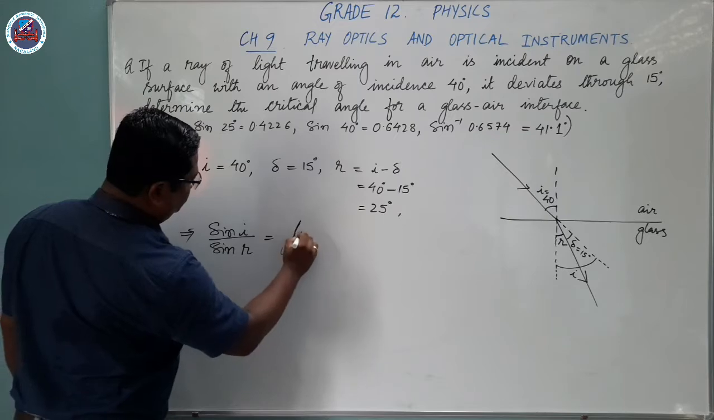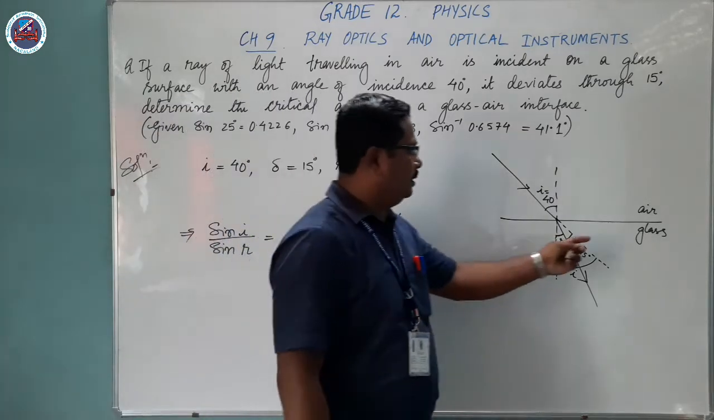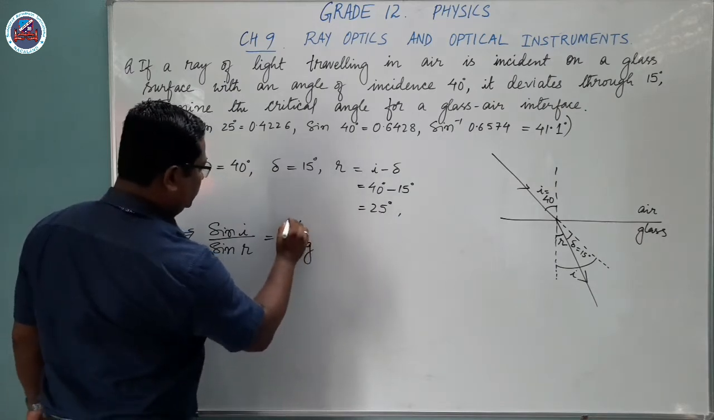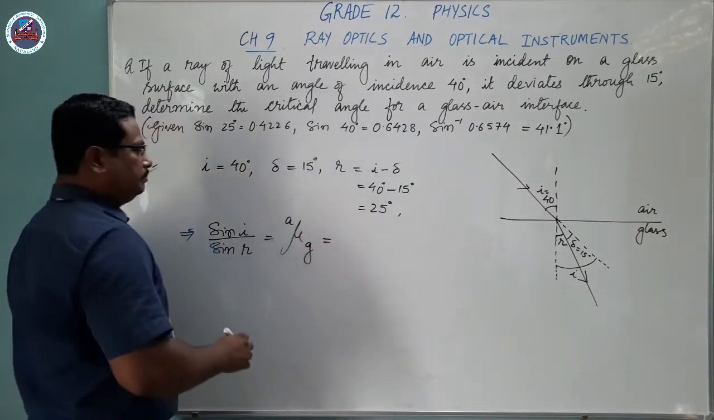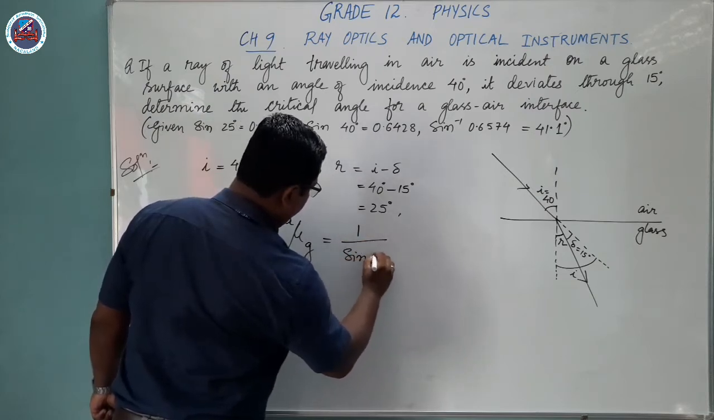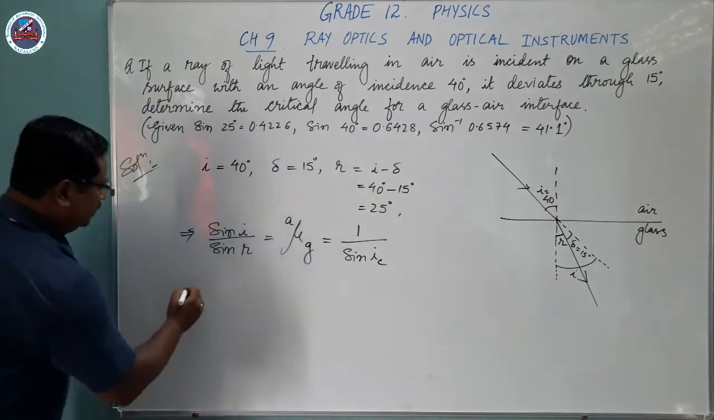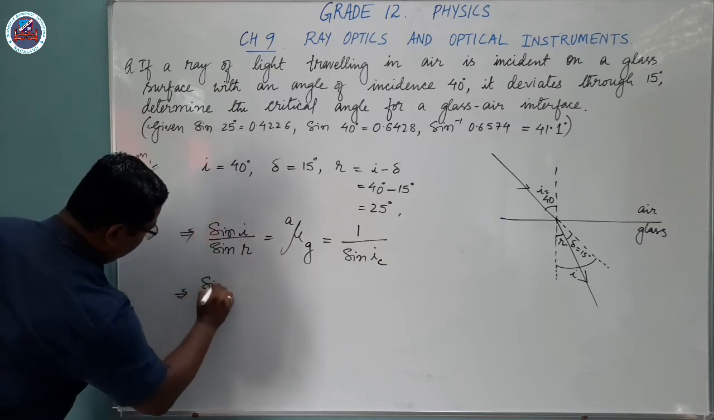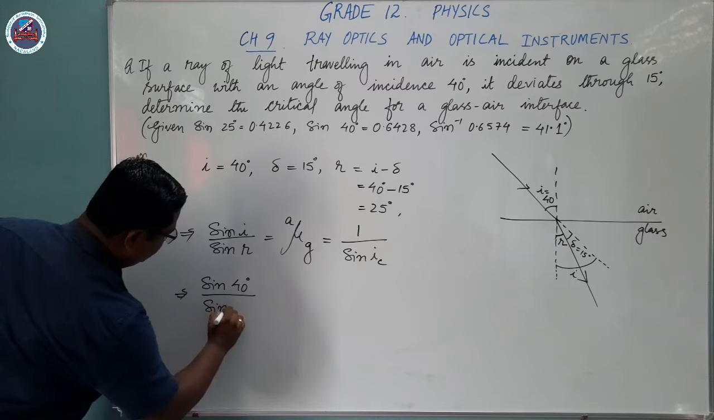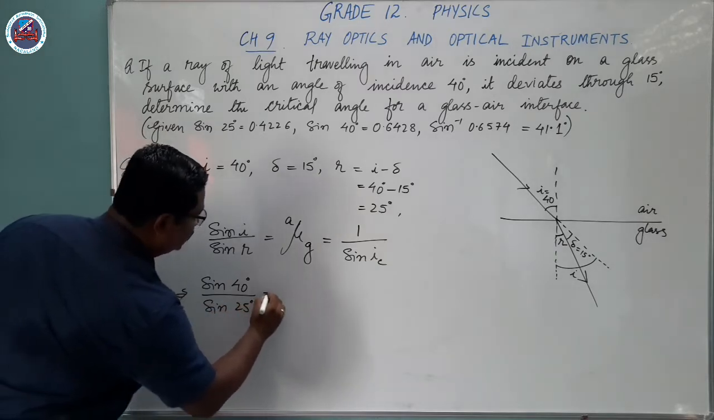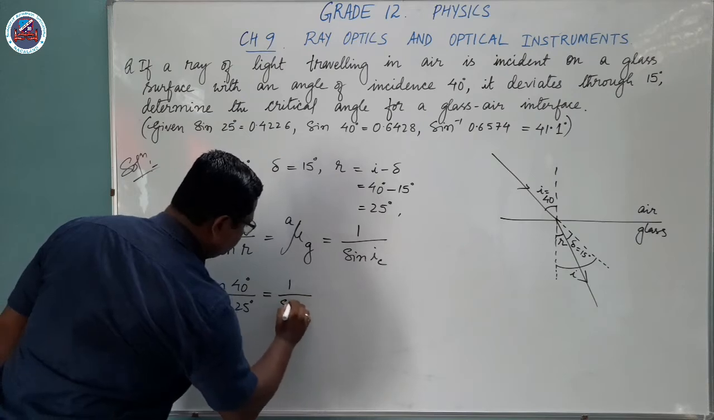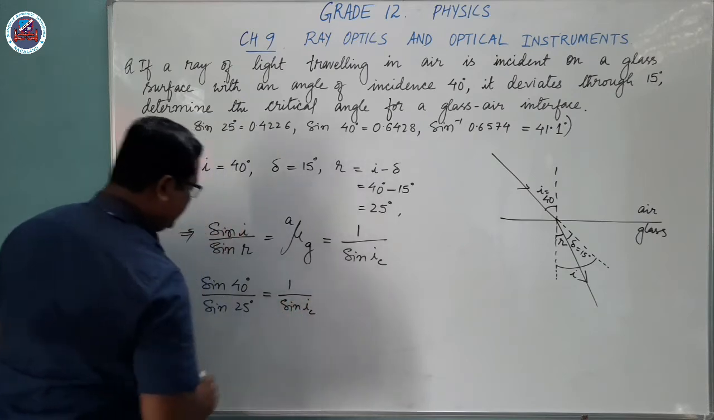Sin I by sin R will be the refractive index of glass with respect to air, and then we call it the reciprocal of the sine of the critical angle. Now sin I, it is sine 40 degrees, divided by sin R, sine 25 degrees, is equal to 1 by sine IC, the critical angle.